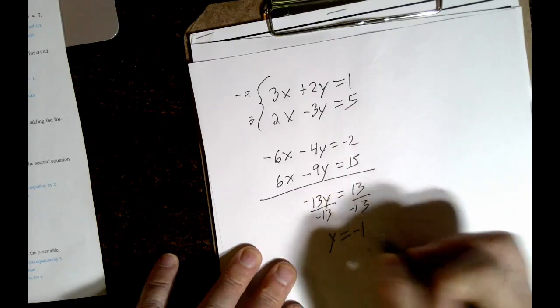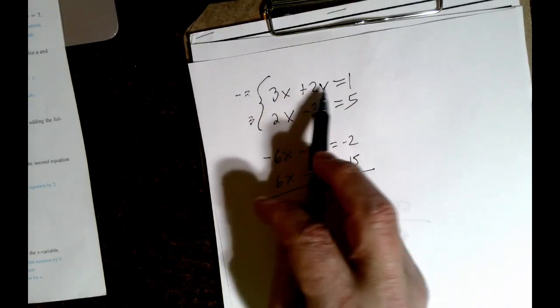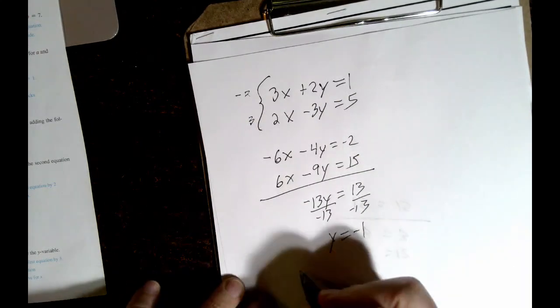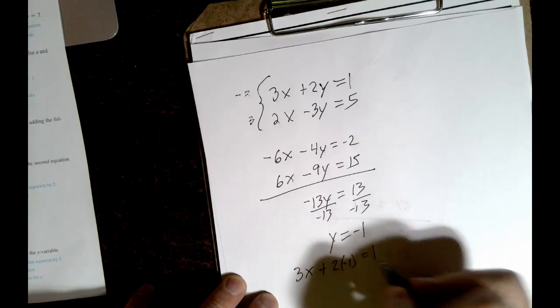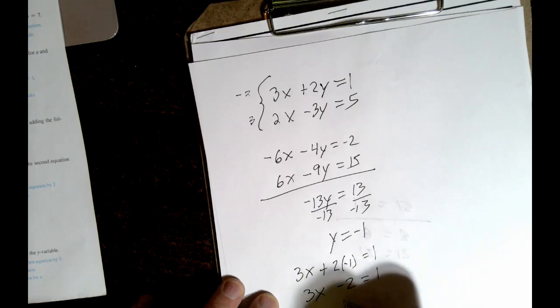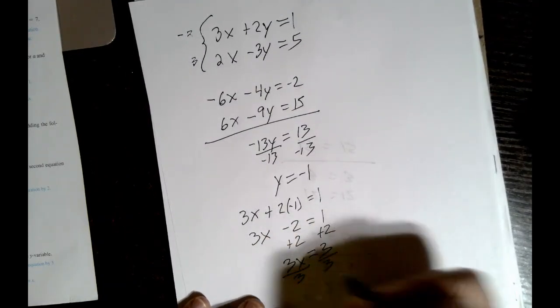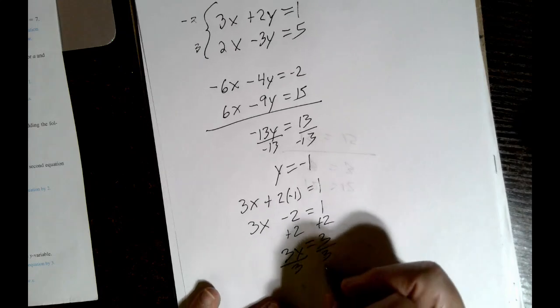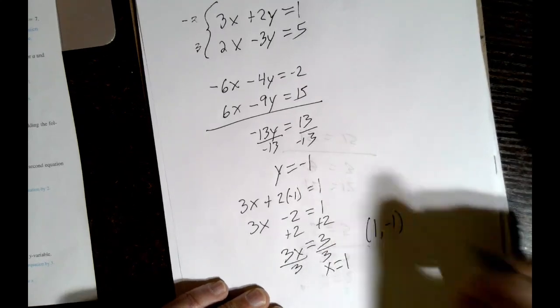y equals negative 1. And once you know that y equals negative 1, you can plug it into either equation and figure out what x needs to be. So 3x plus 2 times negative 1 equals 1. So 3x minus 2 equals 1. Add 2. That gives you 3x equals 3. Divide by 3. X has to equal 1. So 1, negative 1 is your answer there.